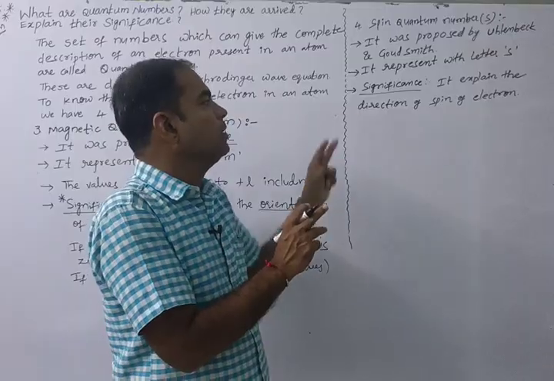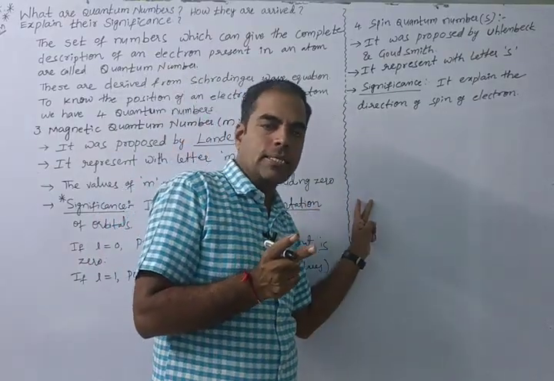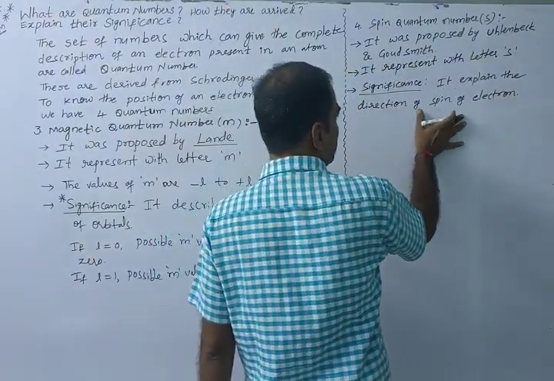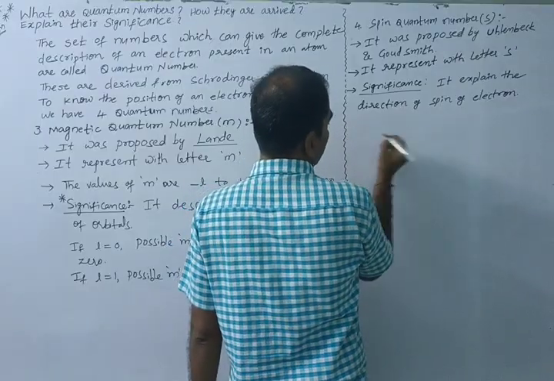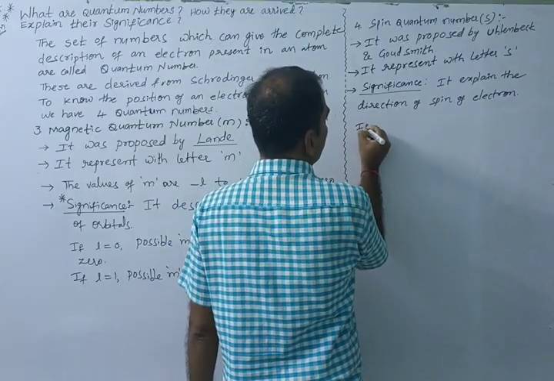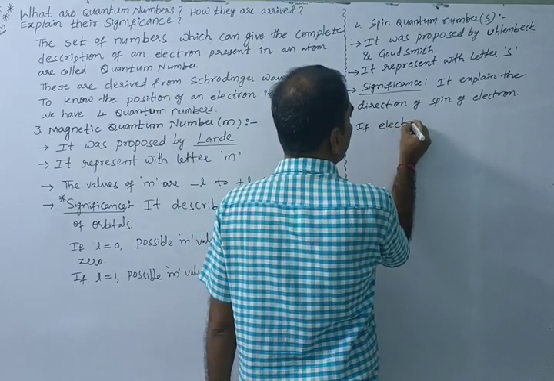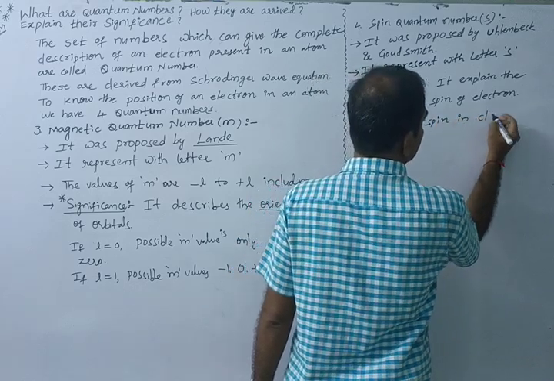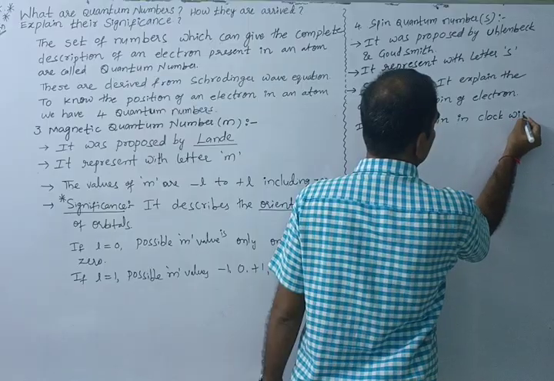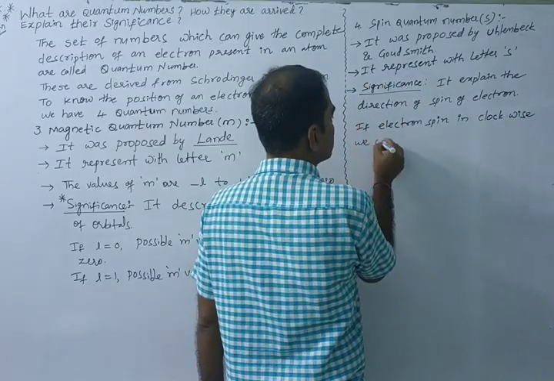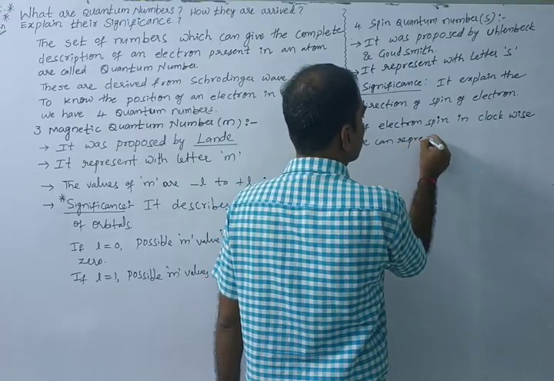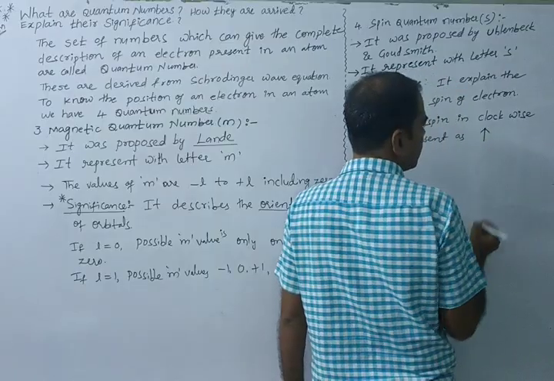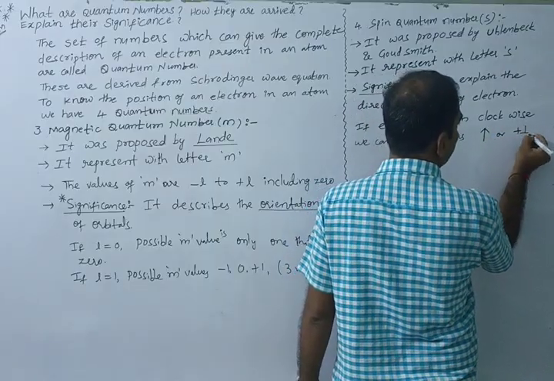Generally, the electron spins in two directions. One is clockwise and the other is anti-clockwise. It explains the direction of the spin of electron. If the electron spins clockwise, we can represent it as upward arrow, plus half.